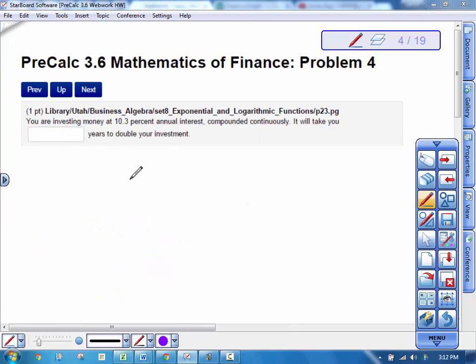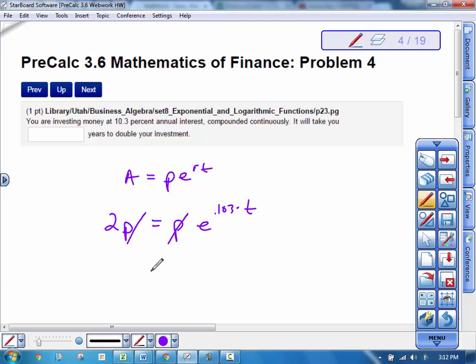All right, next problem: you're investing money at 10.3% annual interest, so A equals Pe to the rt. It's compounded continuously, so I'm using this formula. And then how long will it take for your investment to double? So let's find out when A is going to be equal to 2P, and it's 0.103 times t. So we're solving this for t. Obviously the P's cancel, so we have 2 equals e to the 0.103t.